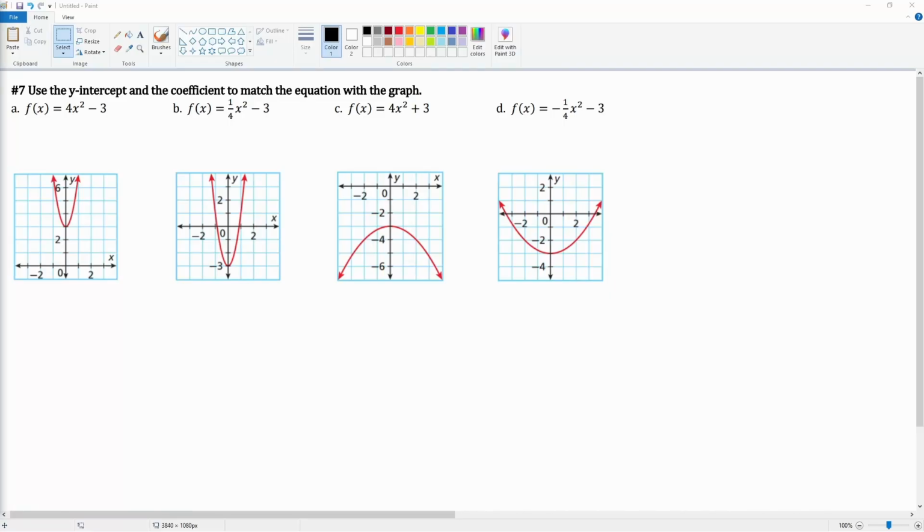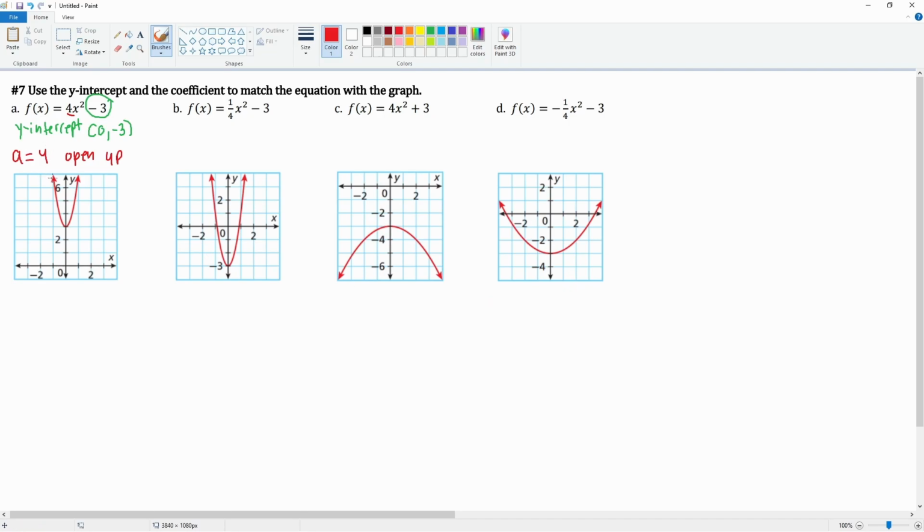Right, number 7. You're going to use the y-intercept and the coefficient to match the equation up with the graph. So here's interesting enough. The y-intercept in standard form is just the constant, which is this. So it is the point (0, -3). Then here's the a value. A is equal to 4, so it's going to open up.